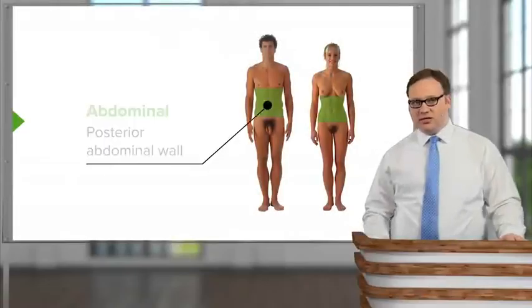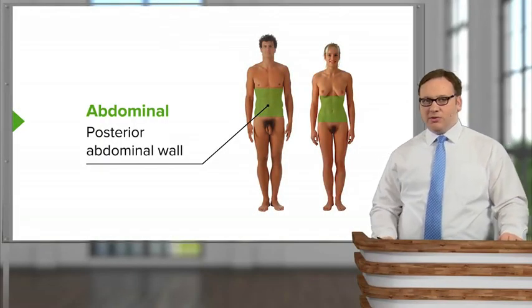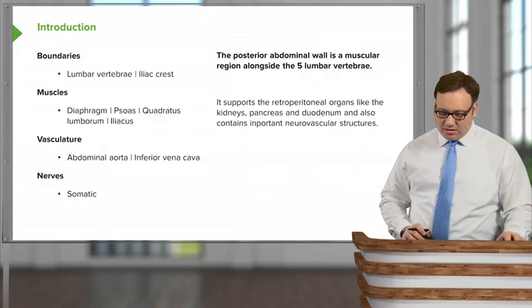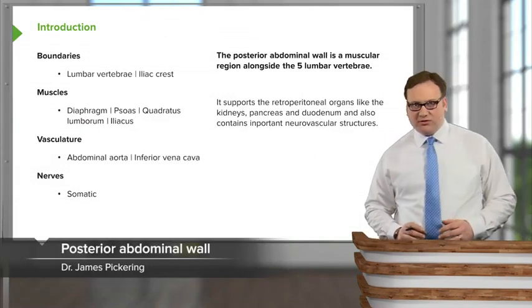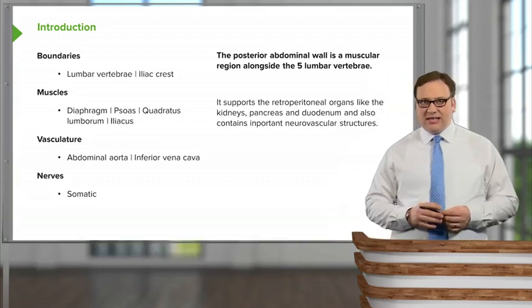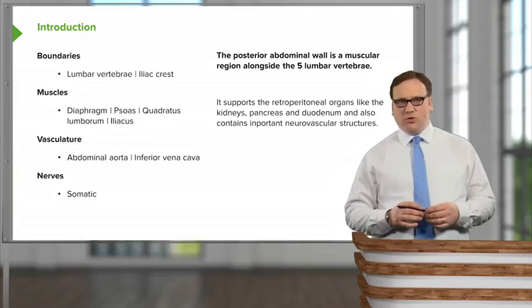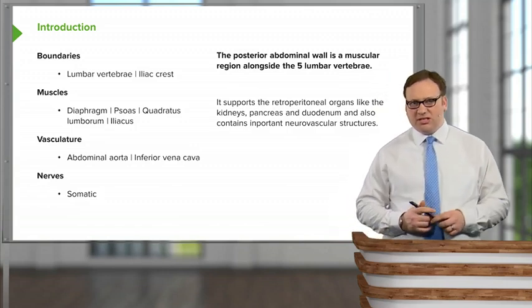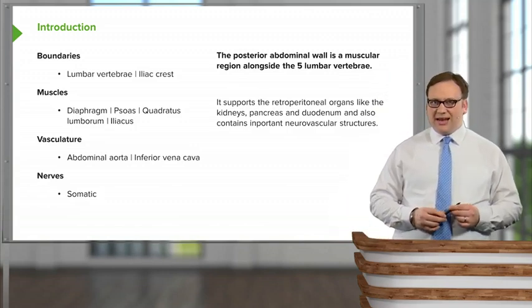In this lecture, we're going to look at the posterior abdominal wall. So we'll look at the boundaries of the posterior abdominal wall from the lumbar vertebrae and the iliac crest, and we'll look at the muscles that form the diaphragm, psoas muscles, quadratus lumborum and iliacus.